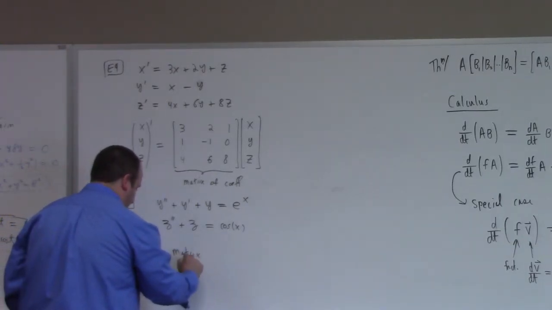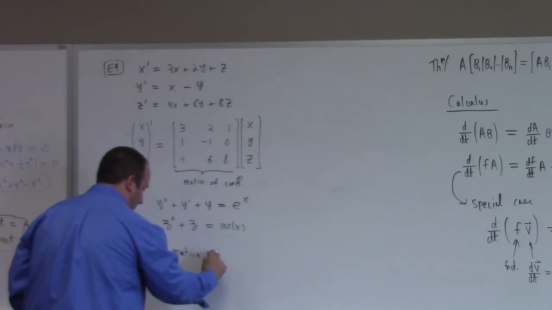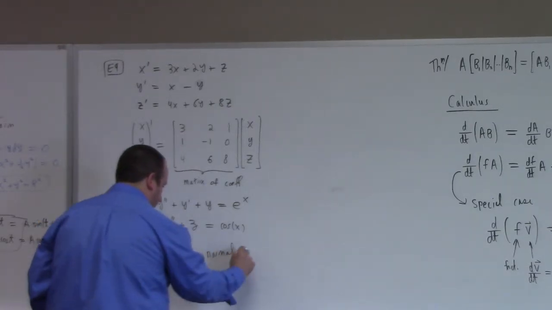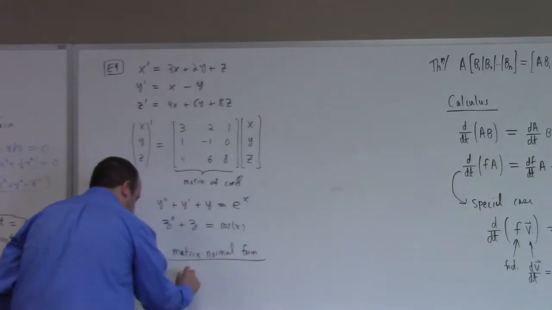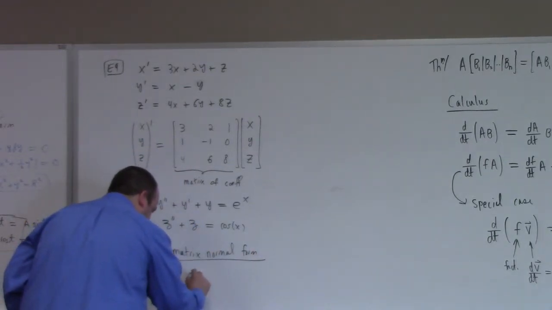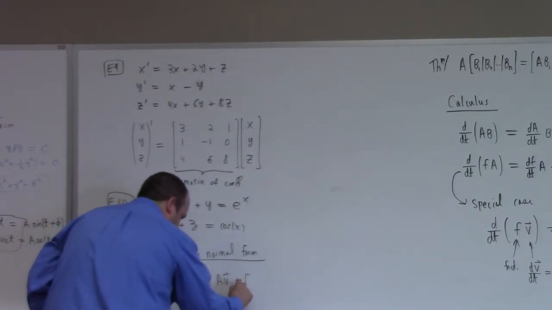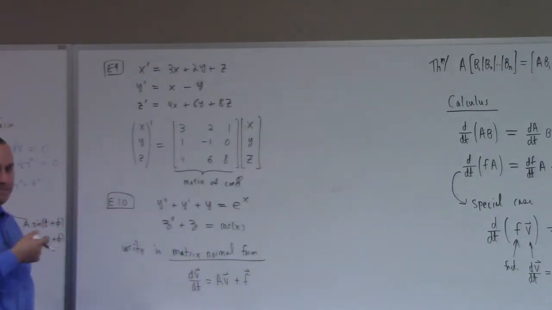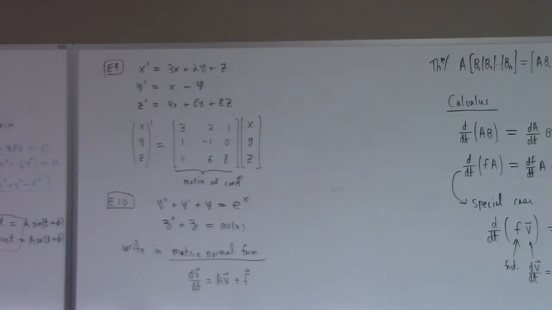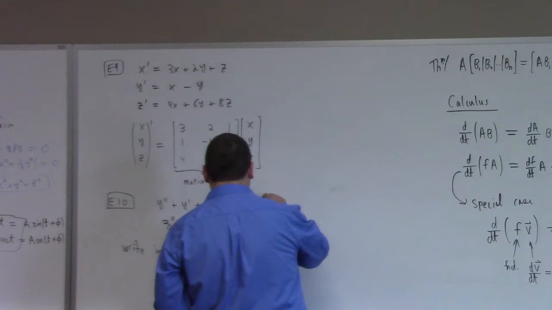I haven't carefully defined matrix normal form yet, so here it is. It looks like dv dt equals A v plus f. You have to find a matrix of coefficients and a vector of variables such that we rewrite our system as a system of first-order differential equations. You're thinking, but these are second-order differential equations, right? Let me show you how we do it.